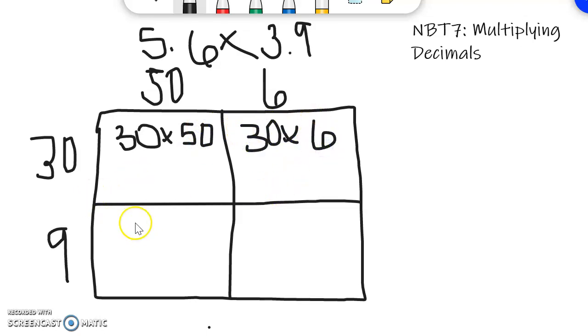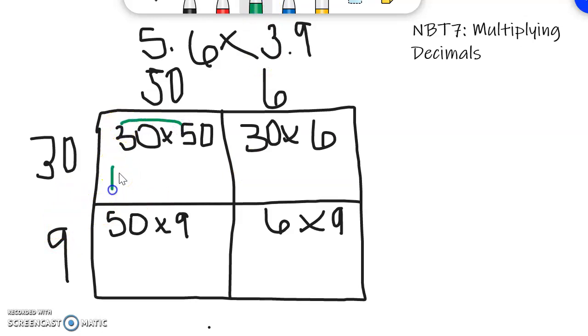Now I'm going to distribute the 9. That's 50 times 9, and then 6 times 9. Now I'm ready to use the tricks of 0 to multiply. So the tricks of 0 is when I multiply the whole numbers. 3 times 5 is 15. And then I count the zeros, 1, 2, and add them behind that product of those whole numbers.